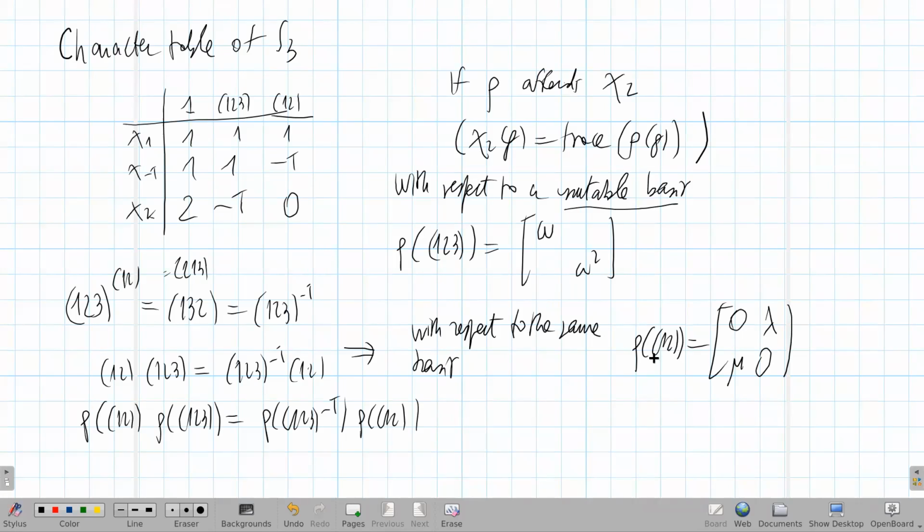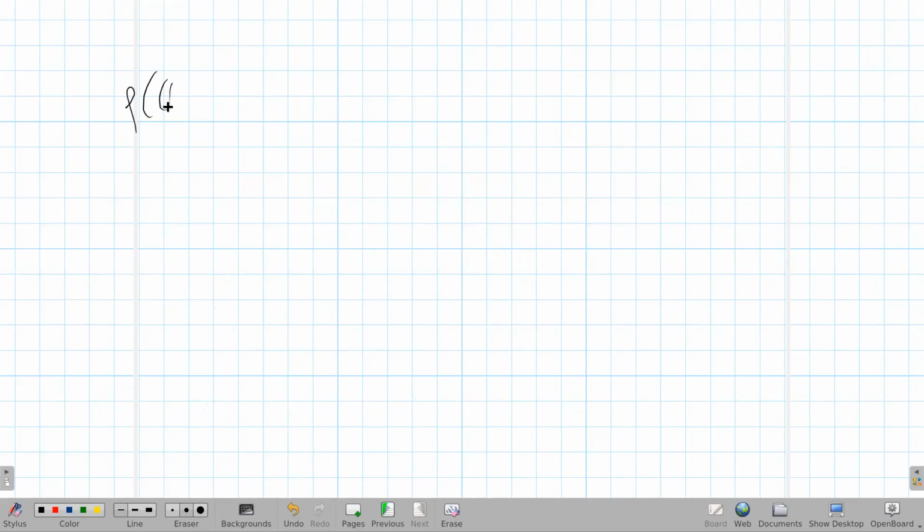But then note, this is an element of order 2. So rho of (1 2) squared is the identity matrix. And this is, of course, lambda, mu. I'm not writing the 0 because 0 times lambda times 0 times mu gives you lambda mu, and the same here. You want this to be an identity, so this means that mu is lambda inverse or vice versa. Note that this has trace 0 as it should be. So we have found that rho(1 2) is this.